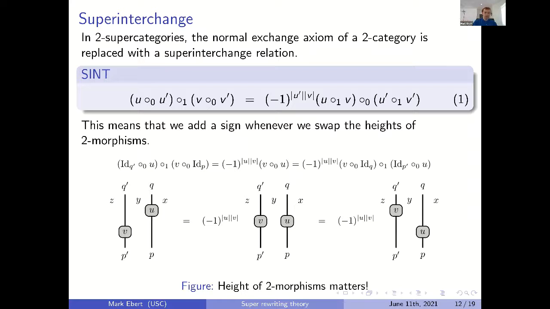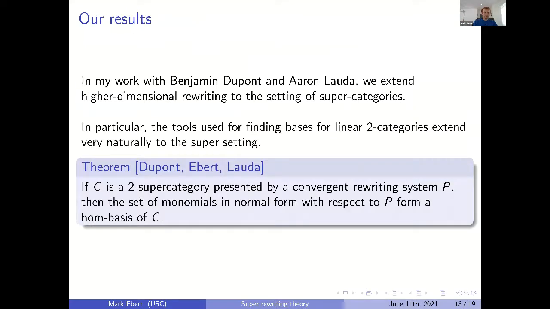So in my work with Benjamin DuPont and Aaron Lada, we described rewriting systems and developed some theory on rewriting systems presenting two supercategories. In particular, the basis result that we're interested in adapts very naturally, word for word, to two supercategories. So if C is a two supercategory presented by a convergent rewriting system P, then the set of monomials in normal form gives the basis of two morphisms that we want.